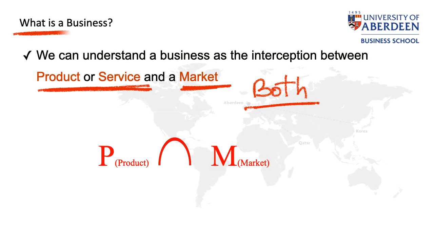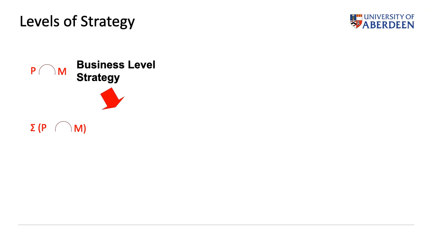Let's start again by the definition of strategy. Remember what a business is? A business is a product and a market. Using this definition, we can develop a notion of corporate strategy. Then, we can use this definition to distinguish the three levels of strategy.